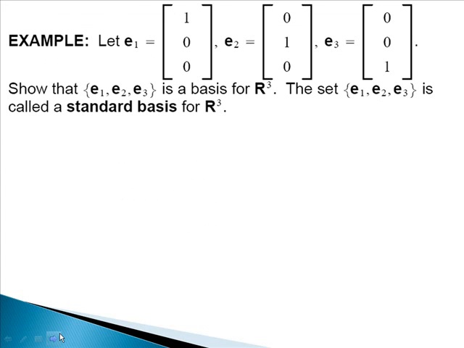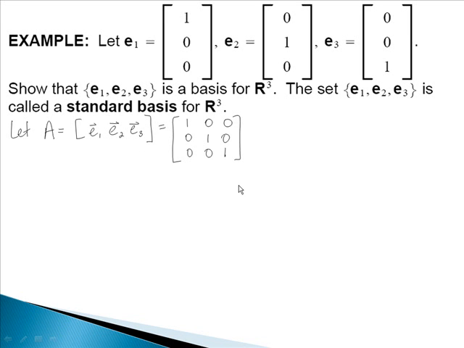So in this example, we've defined e1, e2, and e3, and we want to show that the set containing those three vectors is a basis for R3. Incidentally, that set is called the standard basis for R3. So the first thing I'm going to do is define a matrix A, and it's going to be a 3 by 3 containing our vectors e1, e2, and e3 as the column vectors of A. So that would be equal to this matrix here.